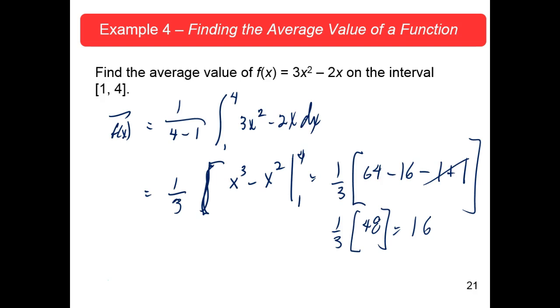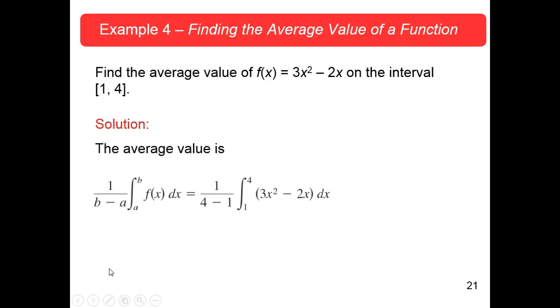Let's see what they got. Yes. Does that make sense? So the average value of that function looks to be about 16. Now this one they do. Can I go on and erase it and show how they did it?